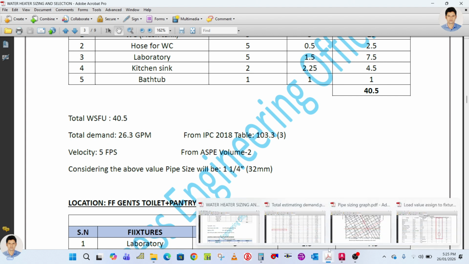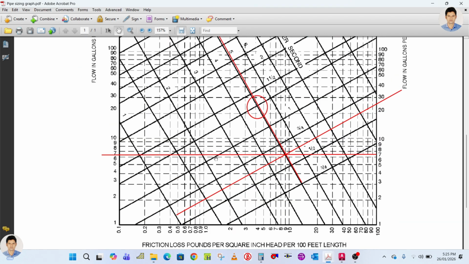26.3 GPM. Let me show you here. Move this up here. You can see this is very near to this line, so the pipe size will be 1 and 1/4.